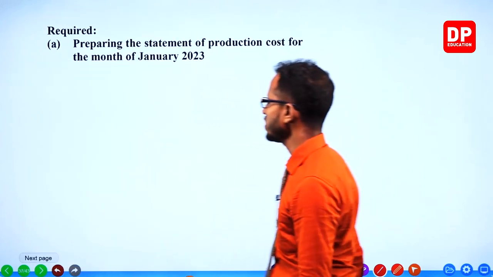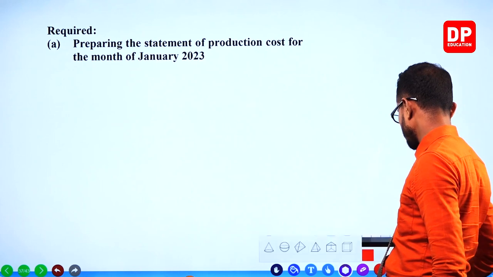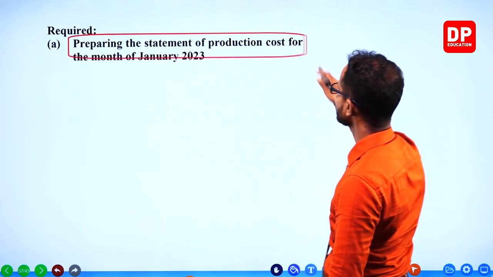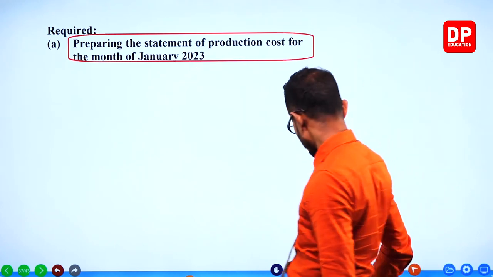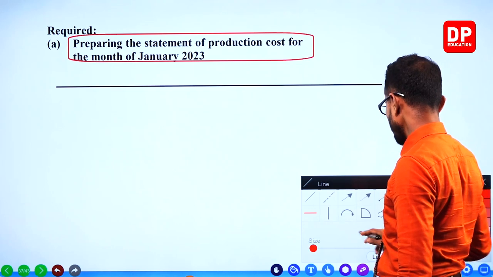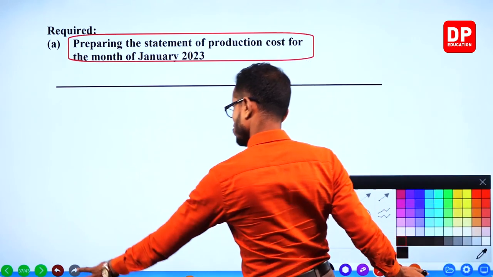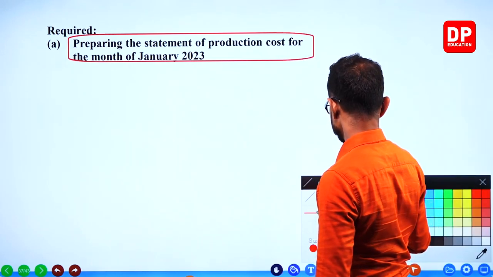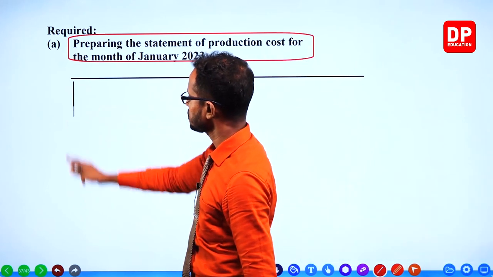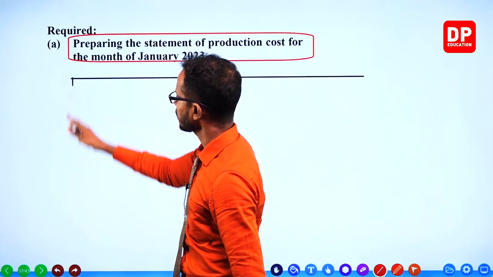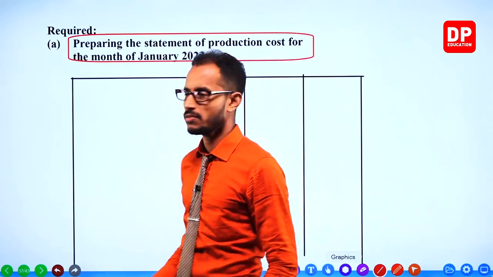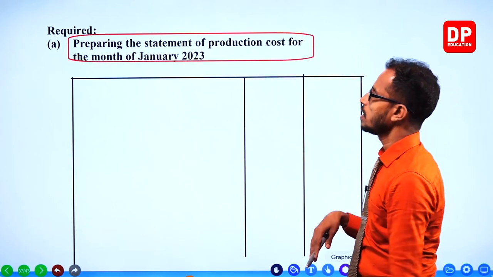I think we have to prepare the statement of production cost for the month of January. Let's draw it ASAP. It's a simple statement, guys. One wider column for the descriptions, and two narrow columns for the amounts. That's it. It's a simple format, just like this.